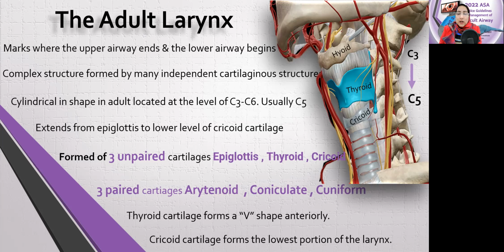It is formed of 3 unpaired cartilages and 3 paired cartilages. The 3 unpaired cartilages are the epiglottis, thyroid cartilage, and cricoid cartilage, as in the picture. The 3 paired cartilages are the arytenoid, corniculate, and cuneiform cartilages. Thyroid cartilage is V-shaped anteriorly. It's the Adam's apple. Cricoid cartilage forms the lowest portion of the larynx.